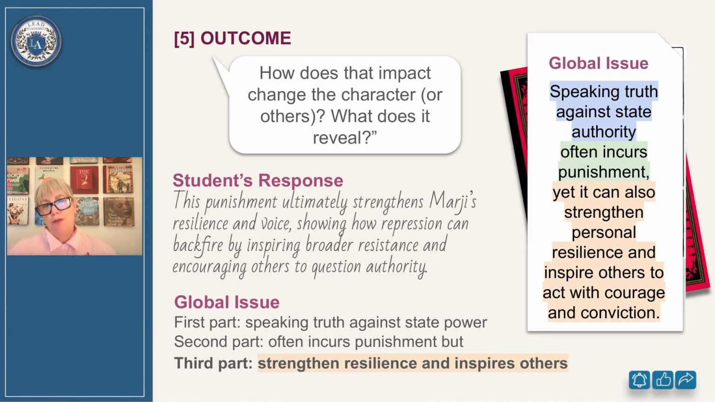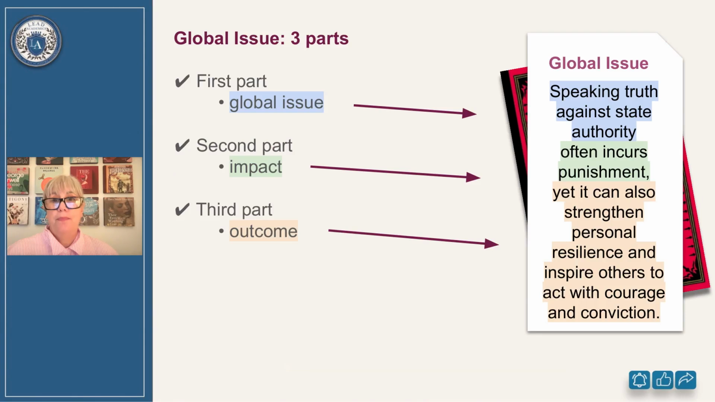Speaking truth against state authority often incurs punishment, yet it can also strengthen personal resilience and inspire others to act with courage and conviction. In short, a global issue has three parts: the issue, speaking truth against state authority; its impact, often incurs punishment; its outcome, yet ironically, that punishment can also strengthen personal resilience and inspire others to act with courage and conviction.